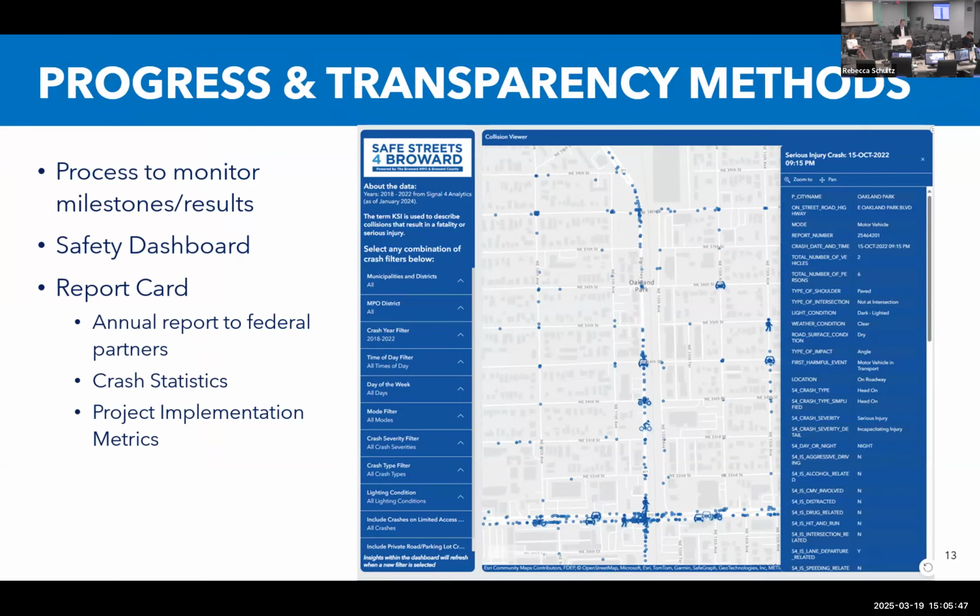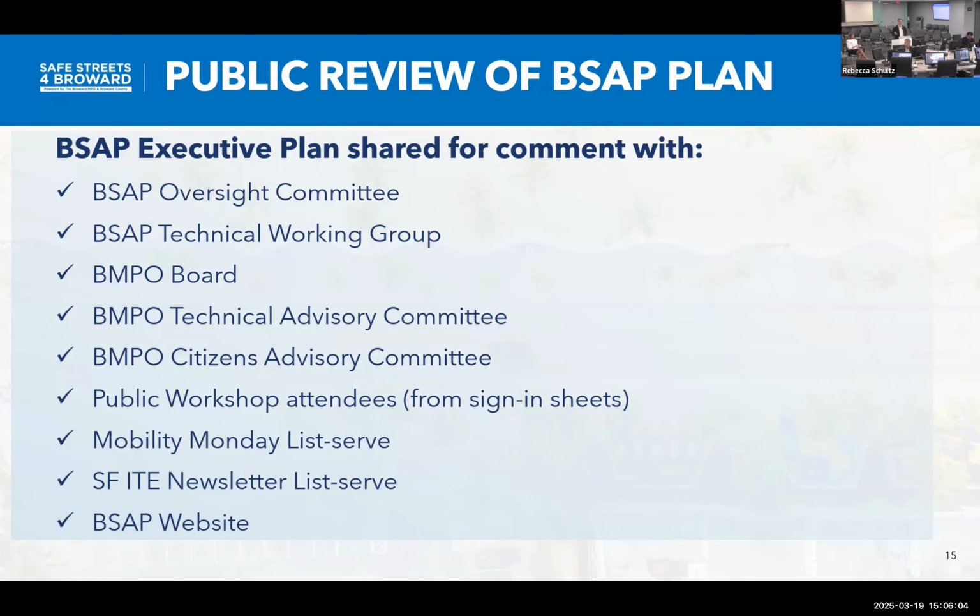We sent out the BSAP exec plan for comment starting March 3rd, and we were taking comments through March 14th. And we shared this information with a variety of people. So we sent out information to our oversight committee and our technical working group, to our MPO board, the TAC and the CAC. We also took all the people who had signed their names on the sign-in sheets for our public workshops, and it went out to them. The MPO has a Mobility Monday e-blast that goes out every week, so it went out to them.